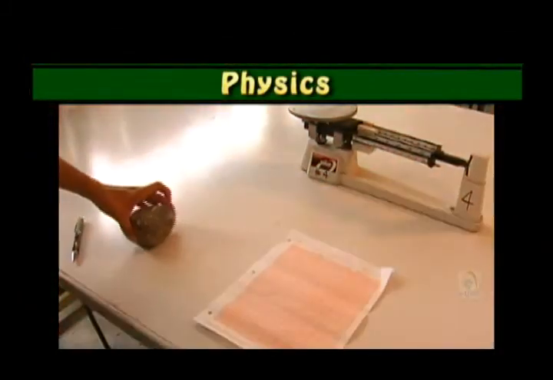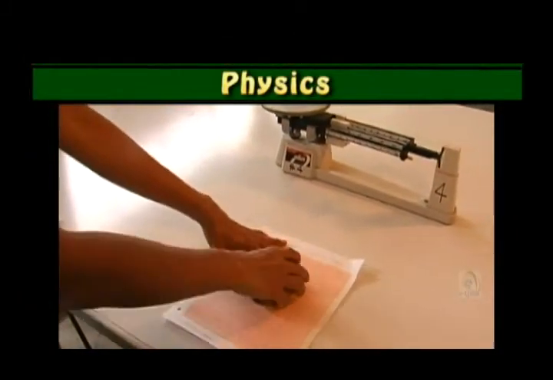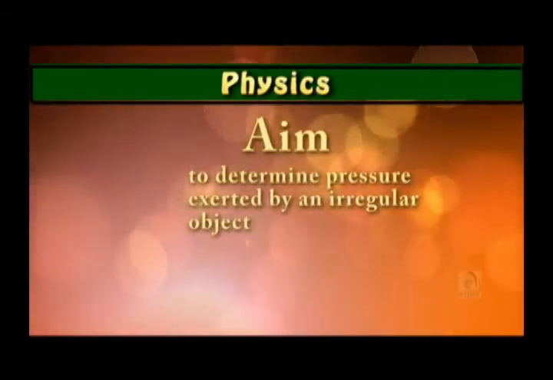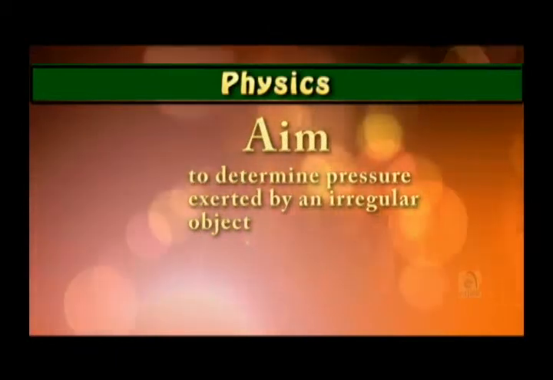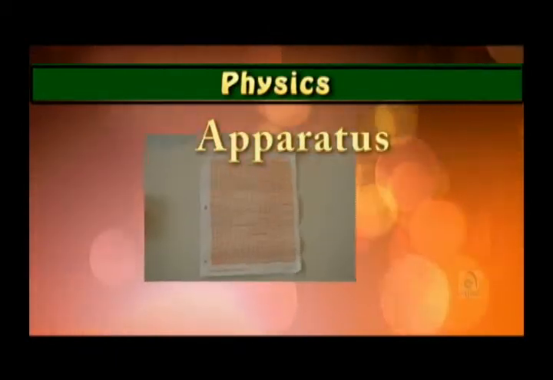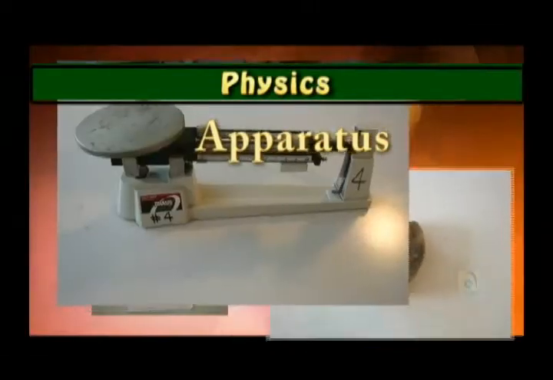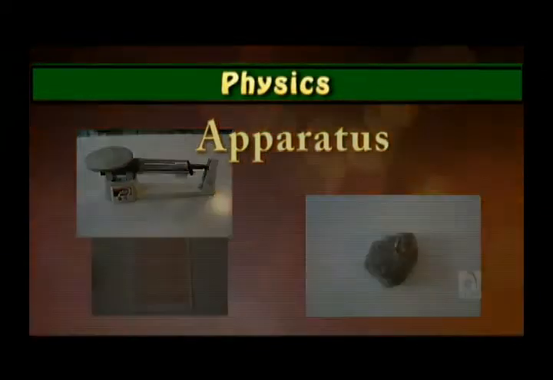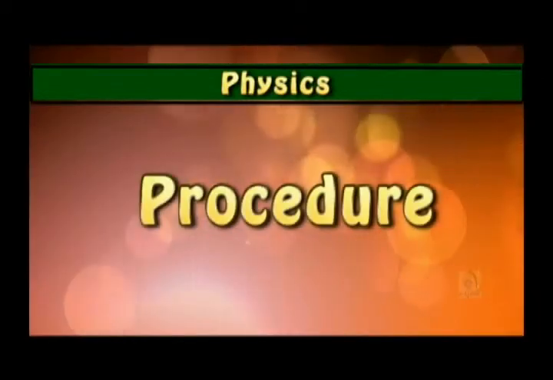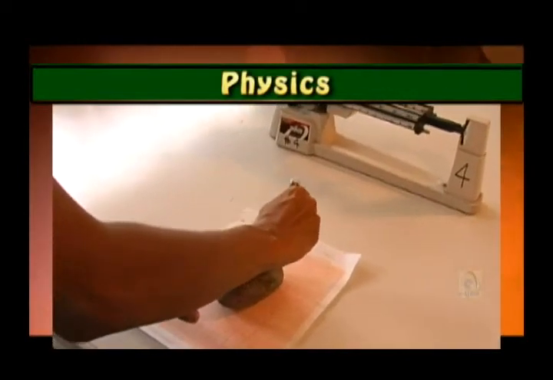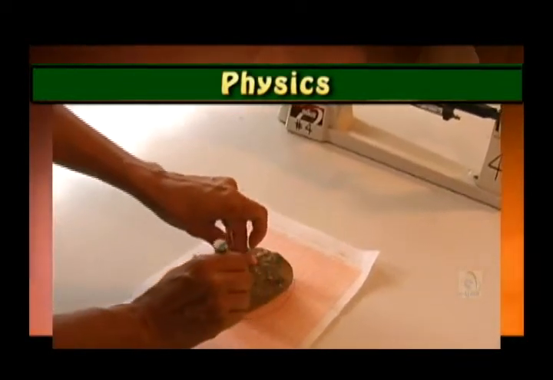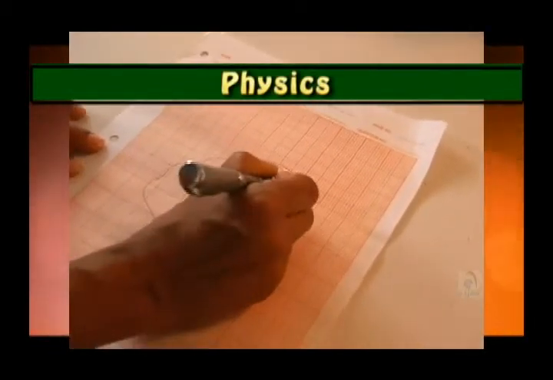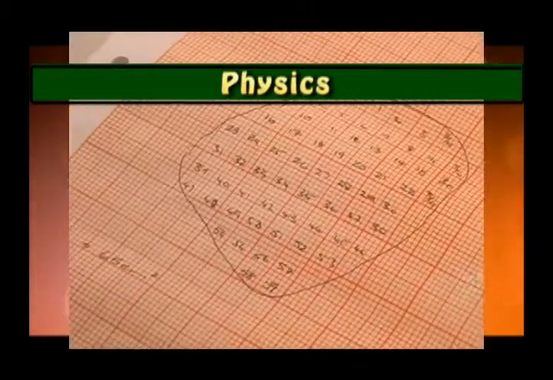Let's carry out an experiment to determine the pressure exerted by an irregular object. Pressure lab. Aim: to determine pressure exerted by an irregular-based object. Apparatus: graph paper, piece of stone, triple beam balance. Procedure: 1. Outline the face of the stone on the graph paper. 2. Determine the approximate area of the face by counting the number of centimeter squares.